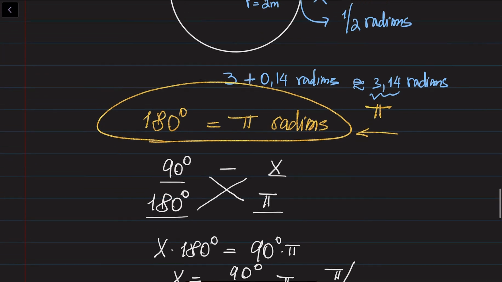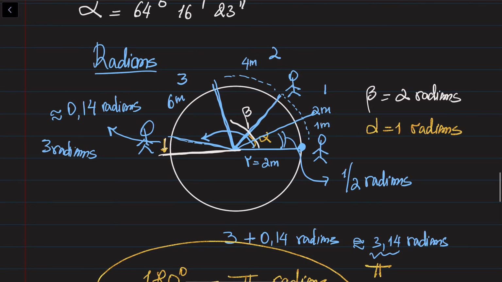And please remember the definition of the radian. It is when you walk on a circle a distance which is equal to the radius, right? Depending on how many radii you walk on the circle, that is going to be the measurement of your angle in terms of radians.